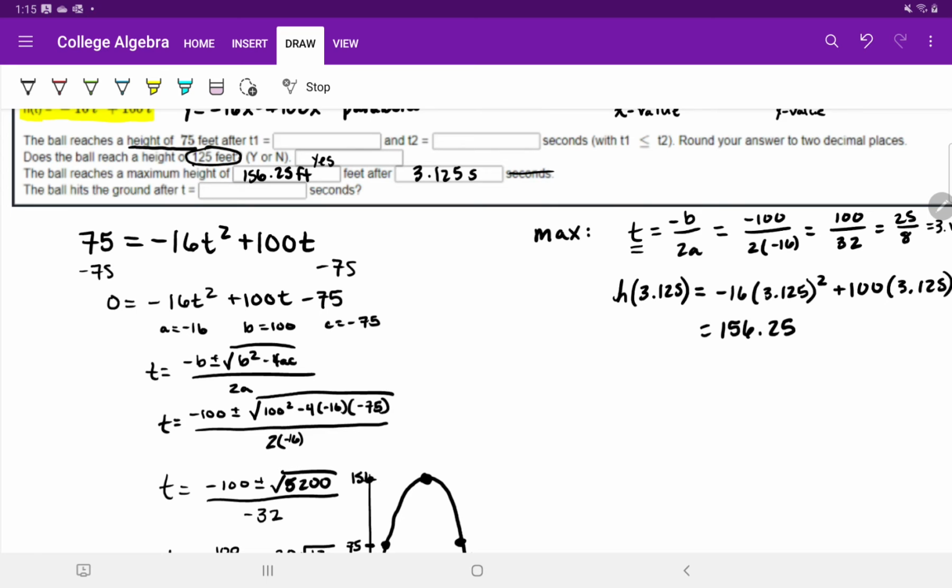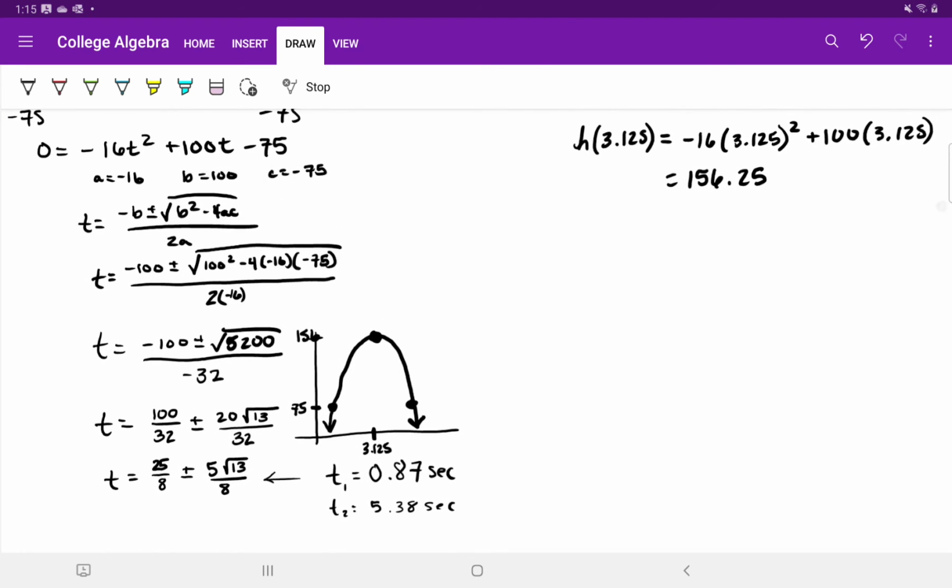Finally, they want to know when the ball hits the ground. We are looking for the moment when the height would be 0. That's when the ball hits the ground. So we're looking for this point right here. This is the moment when the ball leaves the ground, so we don't want that one. We want the moment when the ball hits the ground, which would be the further right point.